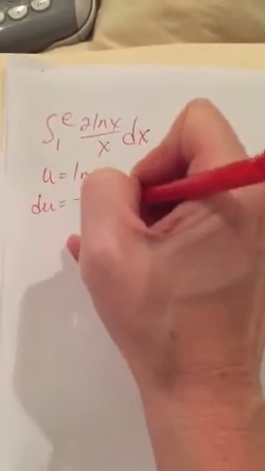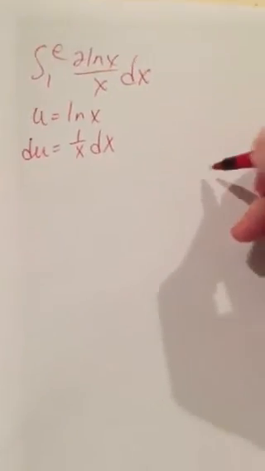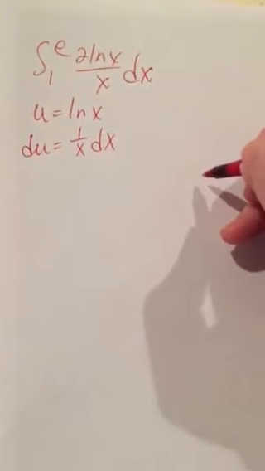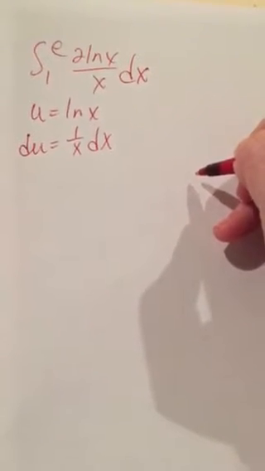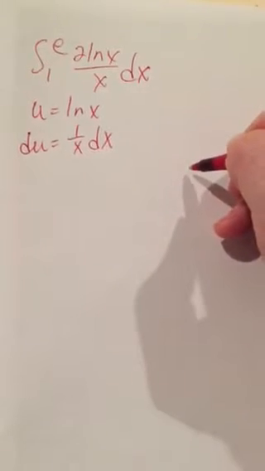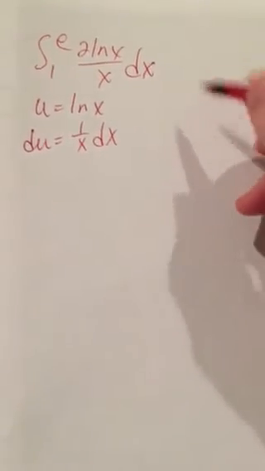Well, this is going to be a u substitution because I have natural log in the problem. Anytime you have natural log, the u is going to be the natural log. So I have 2 natural log x over x. U is the natural log of x. du is 1 over x. Well, I have exactly that.